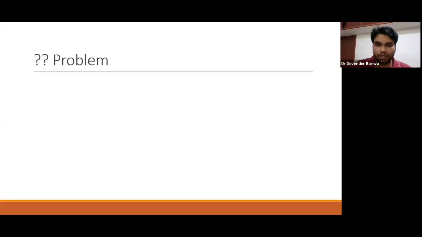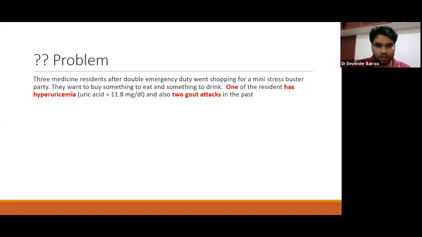Coming to the case scenario, this is a hypothetical case, but you can relate to it. Three medicine residents, after double emergency duty, went shopping for a mini stress buster party. Let's say they want to buy something to eat and something to drink. Out of these three residents, one has hyperuricemia. His current uric acid is 11.8 milligram per deciliter, and he had a history of two gout attacks in the past. So care has to be taken while shopping, because one of them has this history of hyperuricemia and gout. Whatever they want to eat and drink should not precipitate a gout attack, or at least should not increase the uric acid.